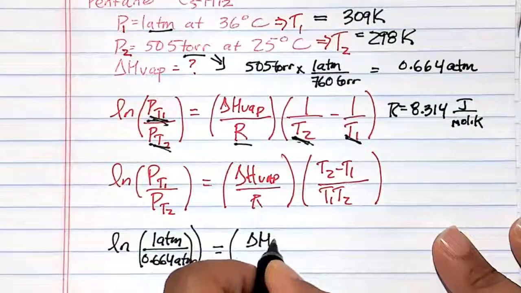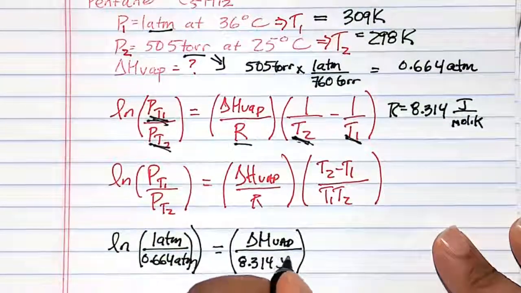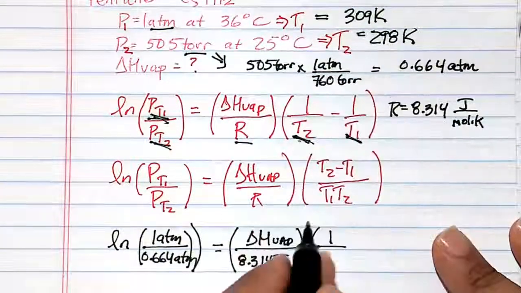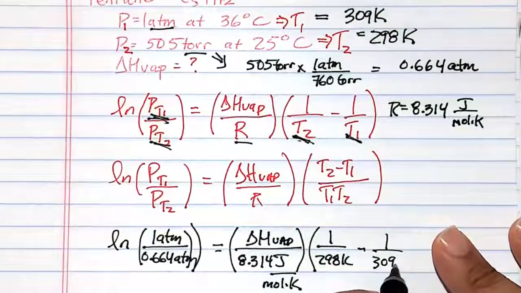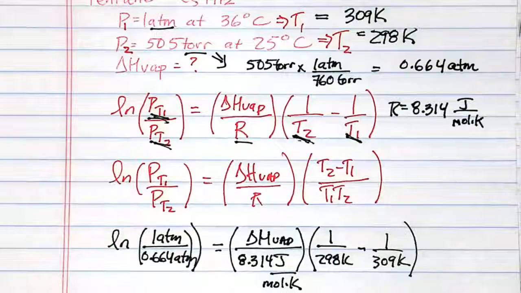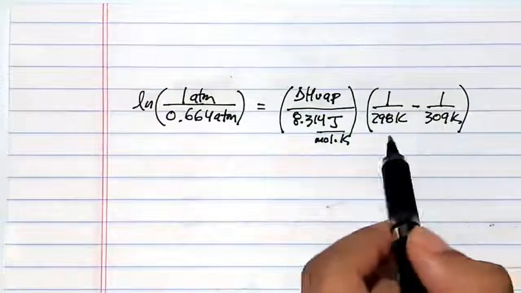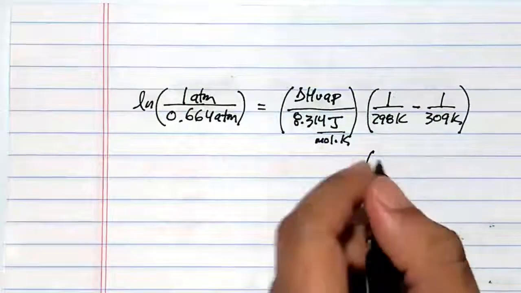We want to solve for delta H of vaporization, and our units here for R are 8.314 joules per mole Kelvin. And we do 1 over T2, which is 1 over 298 Kelvin, minus 1 over T1, which is 1 over 309 Kelvin. Looking at the units here, the kelvins cancel, and the mole gets flipped. So having plugged in all our variables, we are ready to solve for delta H of vaporization. I rewrote the equation here, solved for this, put it on my calculator, and I got roughly 0.000119.